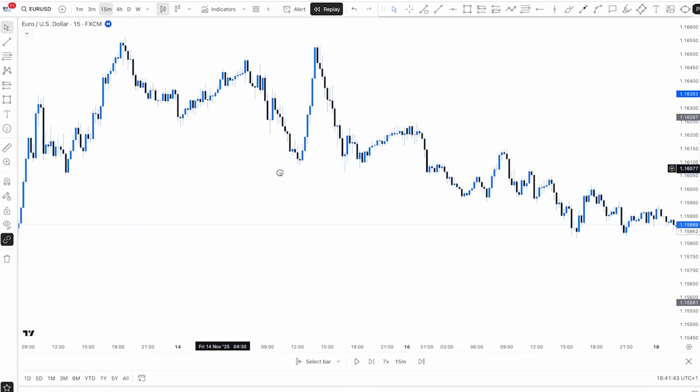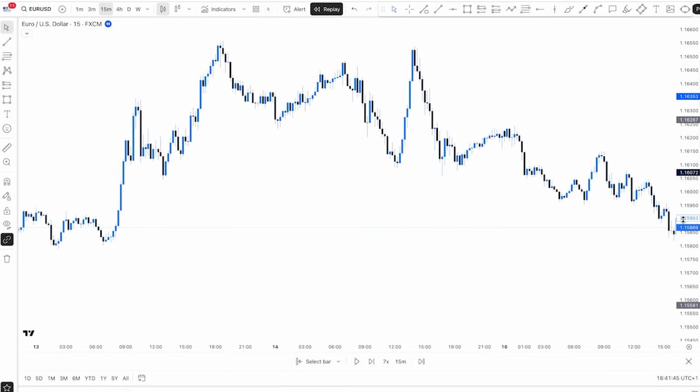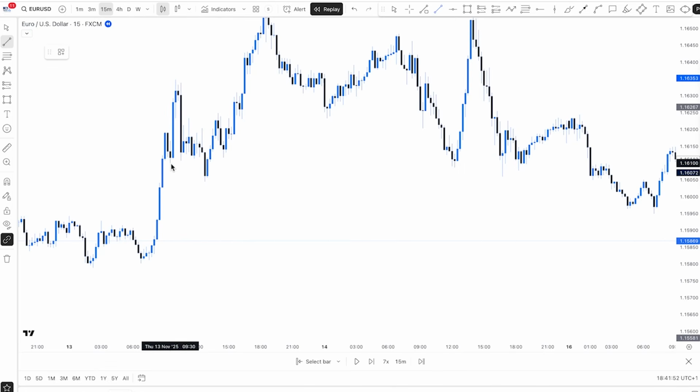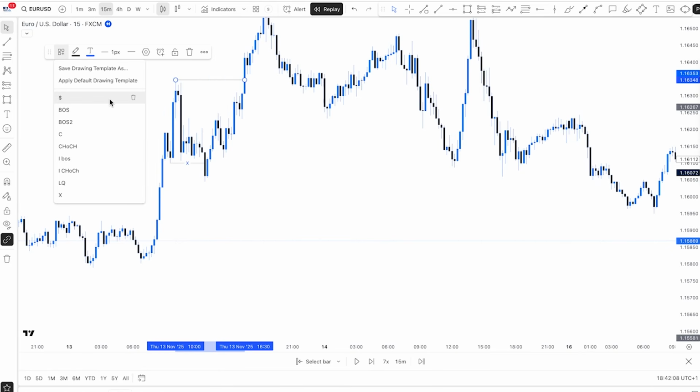So right here, we'll proceed to identify our change of character to signal bearish reversal. So right here we have our inducement. If you have not watched my video on how to break down your structure, you can check my video on market structure breakdown or top down analysis. I did break down these concepts in detail.